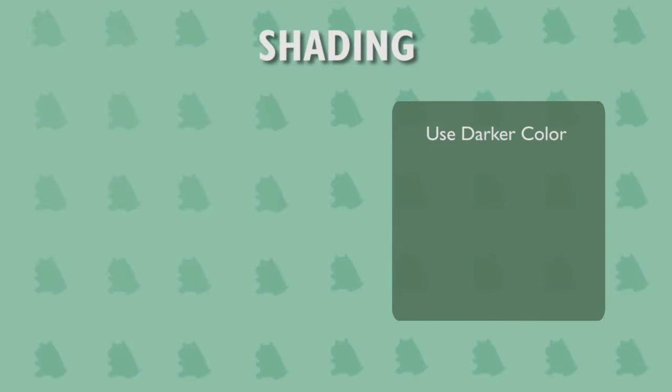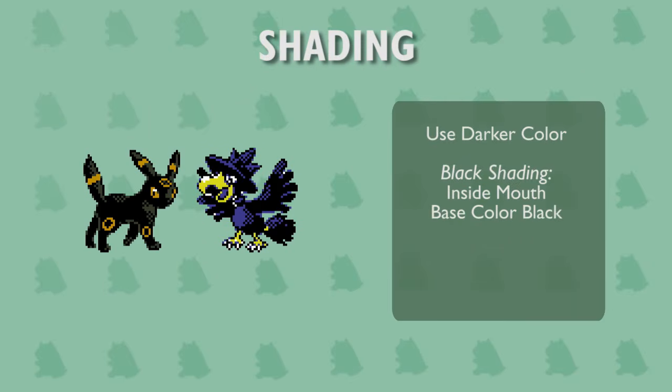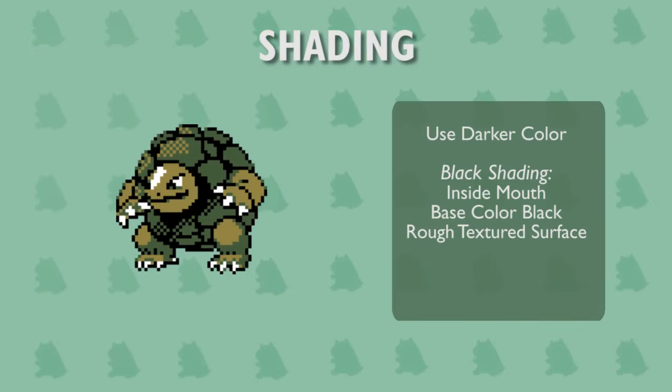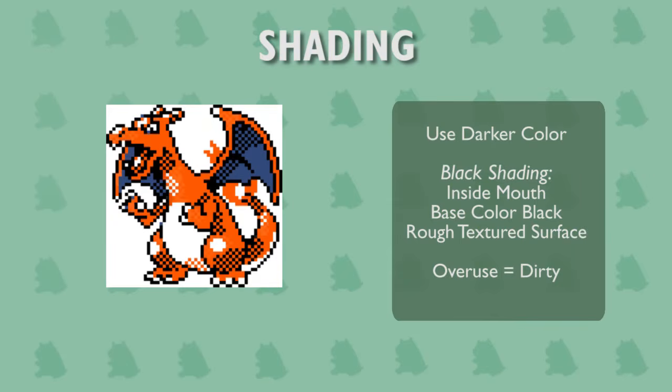You then use your darker color, if applicable, for shading in. What's left is black, which is rarely and seldomly used for shading. Black shading is most often seen inside mouths, if the base color is black, or if the surface is rough, like a rock. If overused, everything else can look dirty.